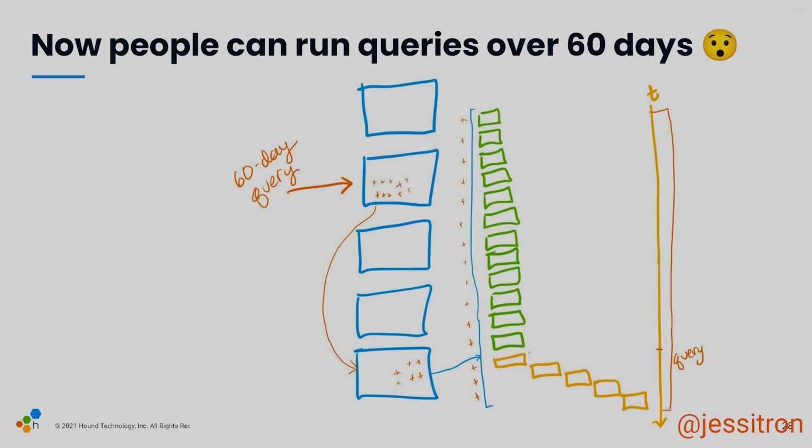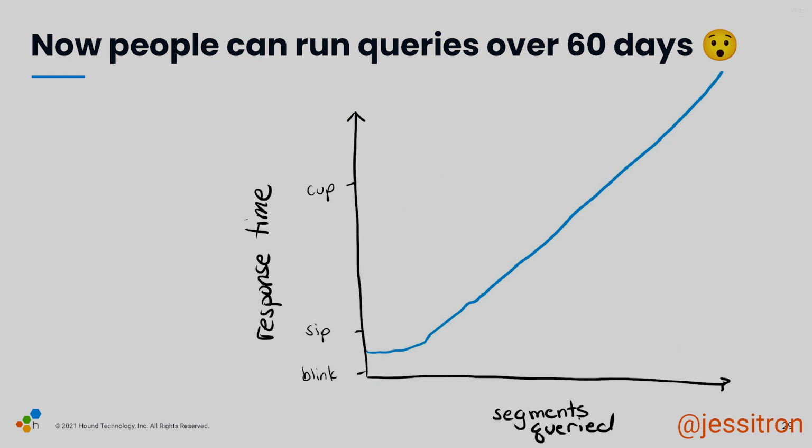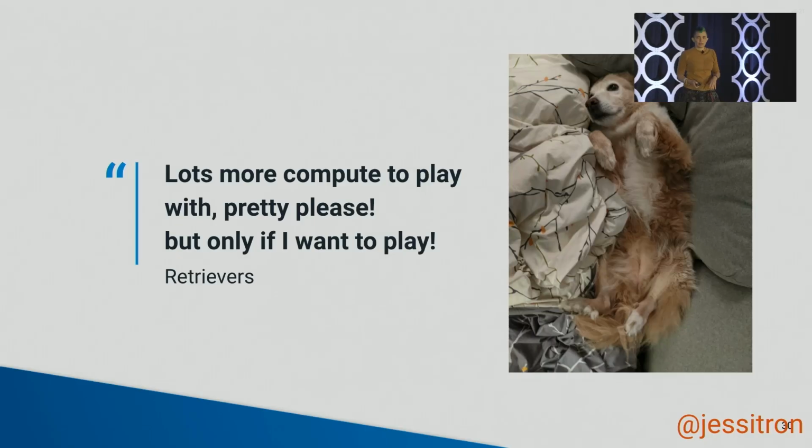Oh no, people are running queries over 60 days of data. That's not fast. Suddenly our response time is growing linearly, at least it's linear, with those segments queried, because there's just a lot of work to do. And we had to change our maximum query timeout from a few minutes to an hour. I mean, that's beyond a cup of coffee. This is roast the beans and grind them and make a new pot. Good for your coffee, bad for your observability. So this was not okay.